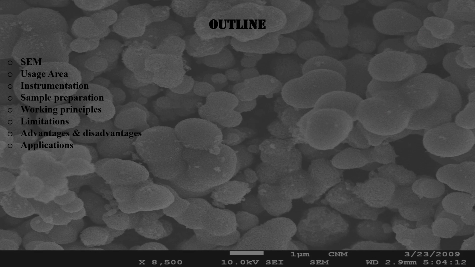To guide us, here is an outline of what we will cover today. We will start with where SEM is used, look at its main parts, and talk about how we prepare samples for it. Then we will learn about how SEM works, its pros and cons, and where it is commonly applied. By the end, you will have an idea of how SEM helps scientists and researchers.